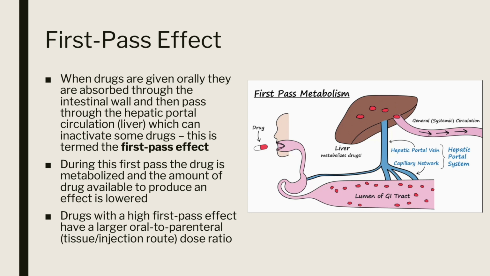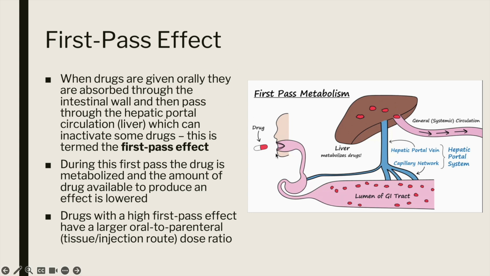During the first pass, the drug is metabolized. The amount of the drug available to produce an effect is then lowered. And drugs with a high first pass effect rate have a larger oral to parenteral dose ratio. So what does this mean?